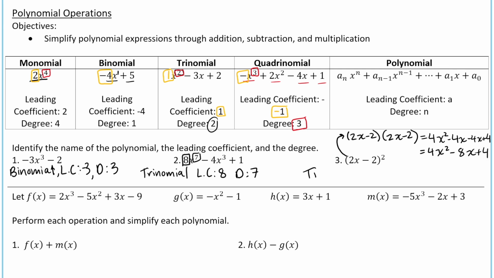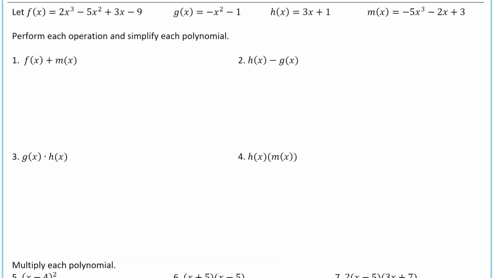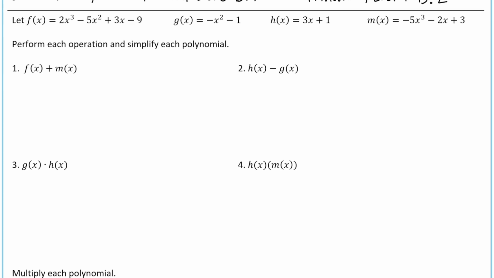So that means we have a trinomial that has 3 terms. The leading coefficient is 4. And the degree is 2, as that is the highest exponent. Okay, so let's practice with polynomial operations.